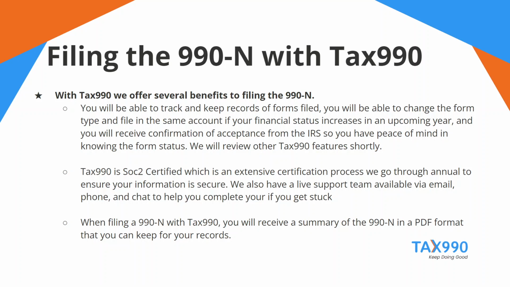When filing a 990N with Tax 990, you'll receive a summary of the 990N in a PDF format that you can keep for your records. You can keep records of all of your 990 series filings in your Tax 990 account, as well as the information and form status. When the form is accepted by the IRS, the acceptance letter will also be available in your Tax 990 account.